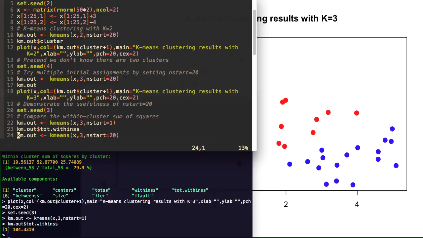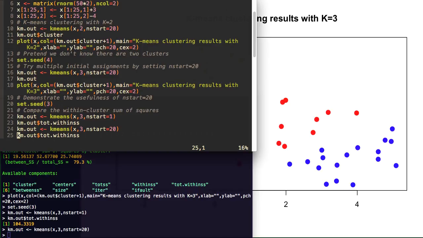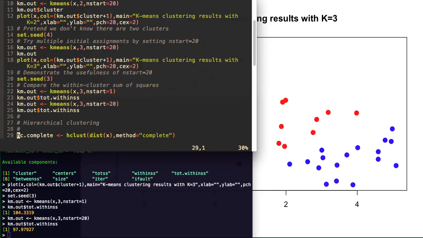Now we'll try it with 3 clusters with nstart equals 20, so we have 20 initial configurations, and the best within cluster sum of squares that we get there is better. So it's crazy to just use the default here, nstart equals 1. The textbook advises an nstart of 20 to 50. Okay, and that's it for our k-means clustering.